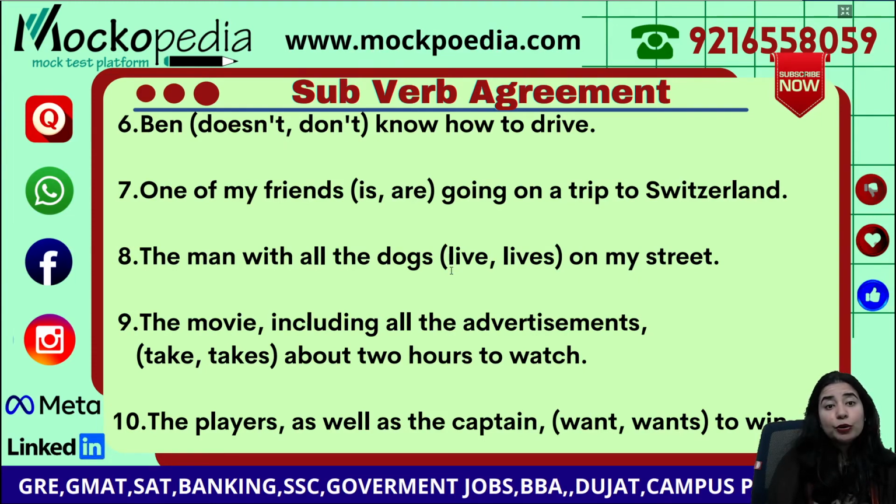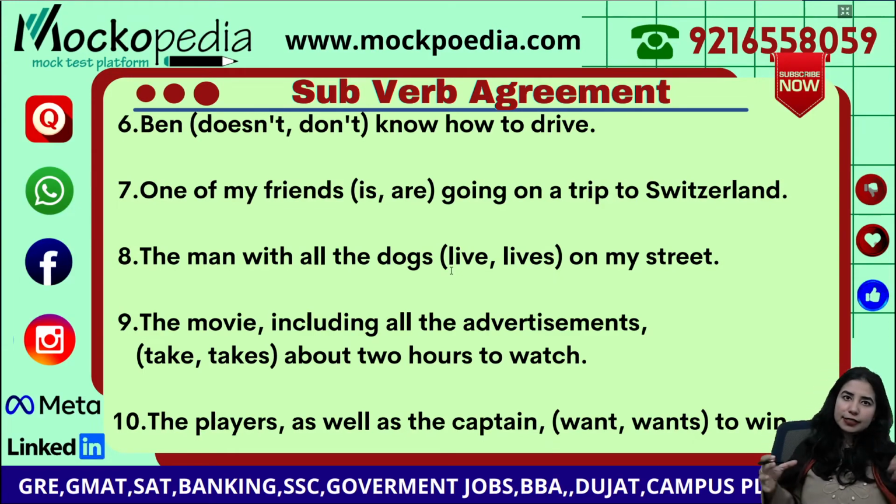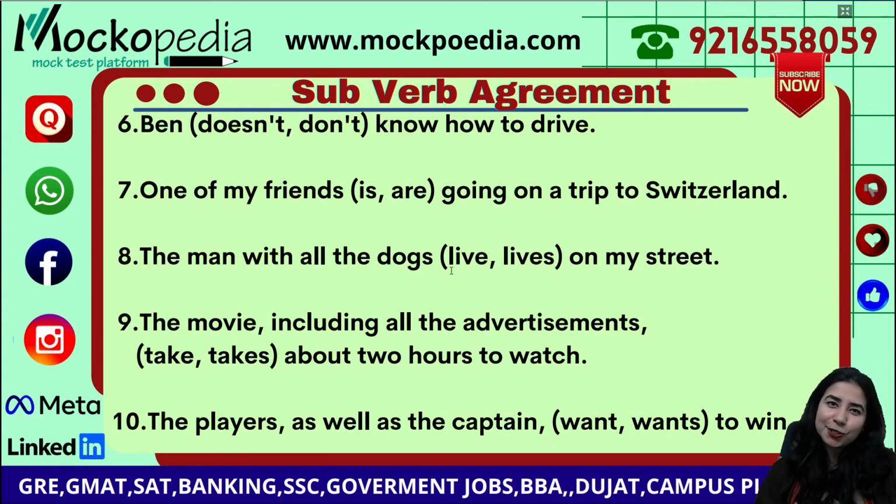Let's take a look at the next sentence. The man with all the dogs, you have to pick between live or lives on my street. Now, very interesting question, right? Usually students go with live because they consider that you have man and you have dogs, and hence the verb is going to be plural in nature. That's the biggest mistake that you make. Remember, I told you that if there is a prepositional phrase between the subject and the verb, that's not going to make an impact on your choice of the verb. The verb has to be governed by the nature of the subject.